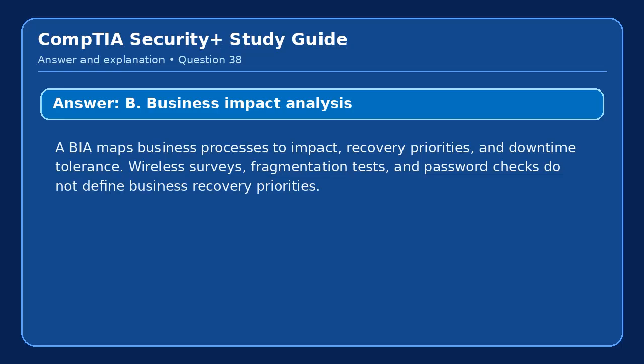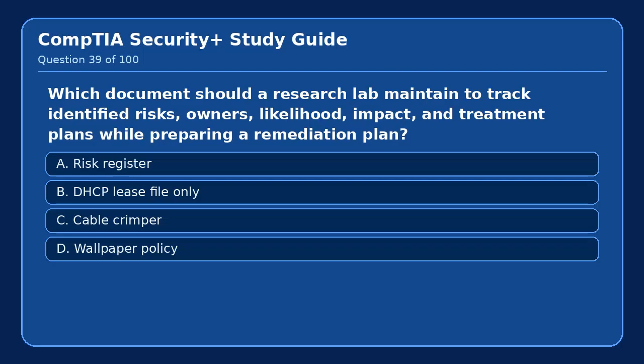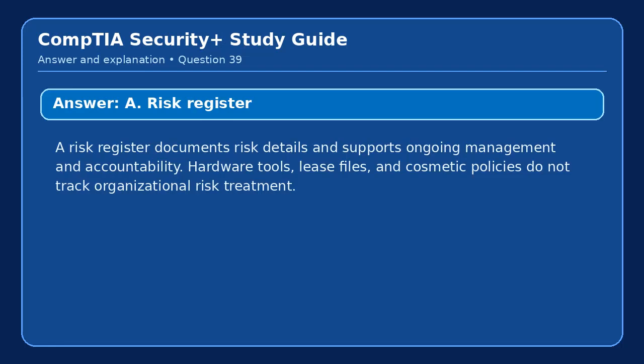Question 40. Which risk strategy is used when an insurance firm buys cyber insurance for certain financial losses after a recent audit finding? A. Risk transference. B. Risk acceptance only. C. Risk ignoring. D. Risk avoidance by deleting all systems. Take a moment to choose your answer. The answer is A. Risk transference. Insurance transfers part of the financial impact to another party under defined conditions. Acceptance keeps the risk. Avoidance eliminates the activity. And ignoring is not a valid management strategy.